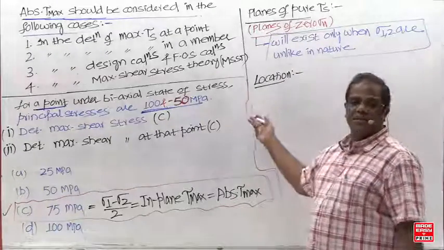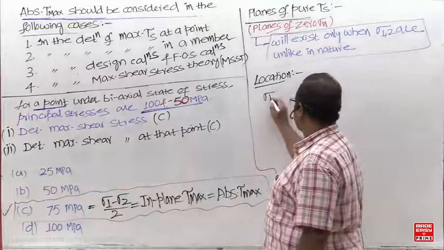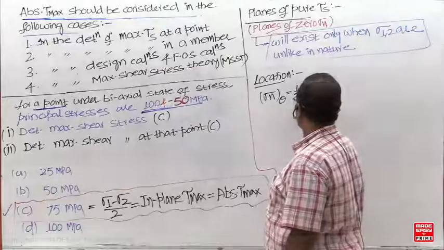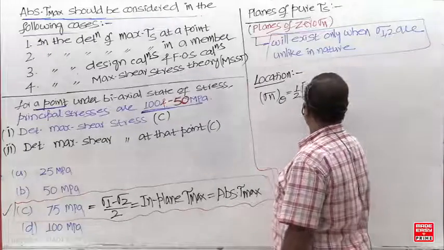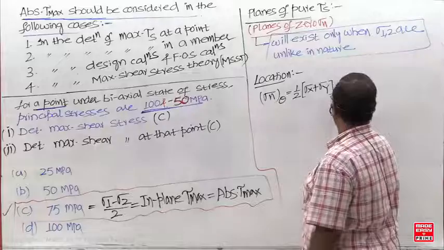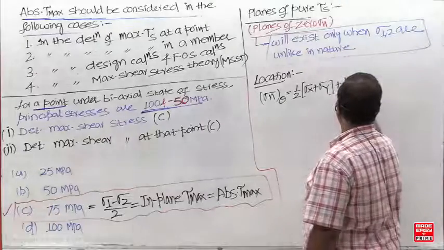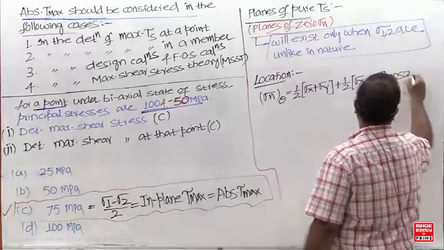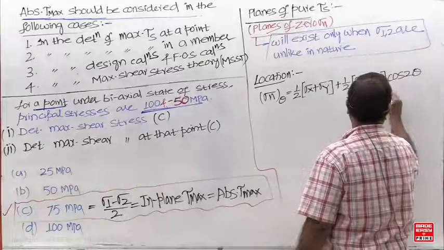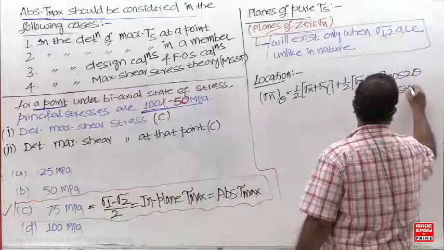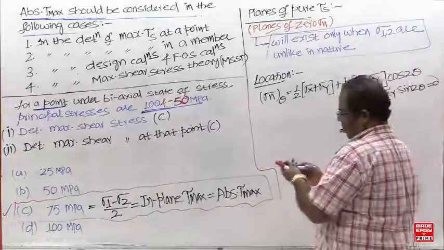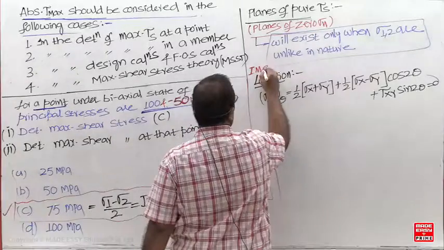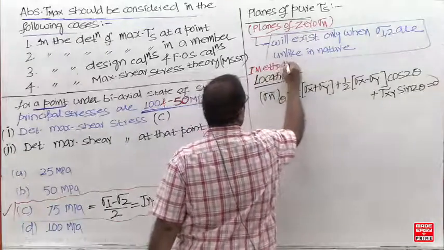Now once again I am going for the first method. How to get the location now? Equate the sigma n equation to 0. The first method is based upon the definitions only.